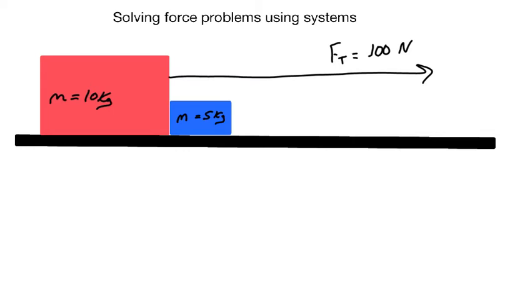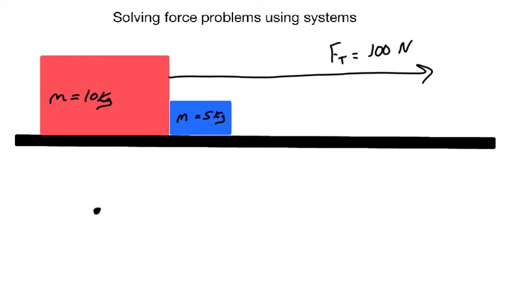So in a problem like this, let's say we want to figure out how fast these two accelerate. We've got a 10 kilogram box and a 5 kilogram box in front of it. We're going to pull the 10 kilogram box with a 100 Newton force. There are two ways that I could approach this problem. I could treat the red box and the blue box like they're two separate objects.